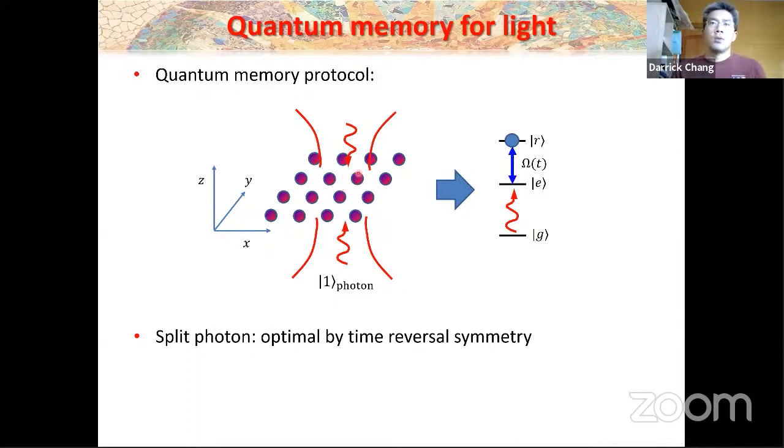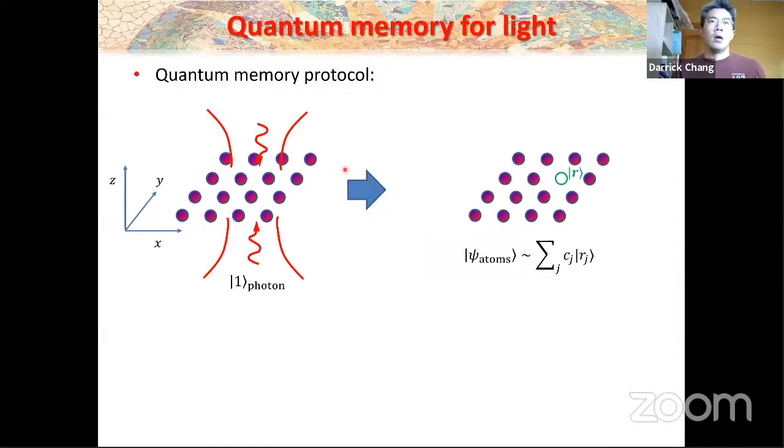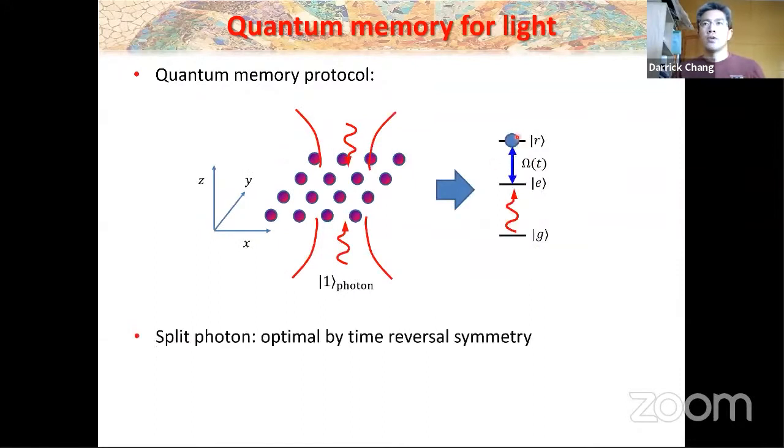And you can understand that that optimizes the efficiency of the quantum memory just by time reversal symmetry. So if I imagine the reverse process where I have a collective atomic excitation in an array, it's obviously going to want to emit a photon symmetrically into both directions. So then, if I want to efficiently collect, I should basically do the reverse, where I send in the same photon from both directions.